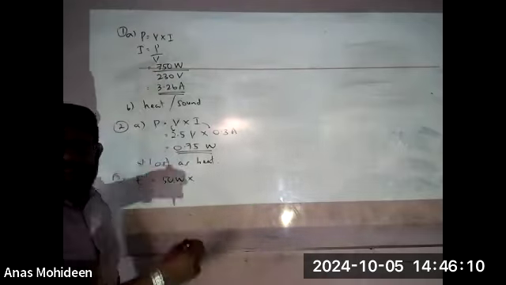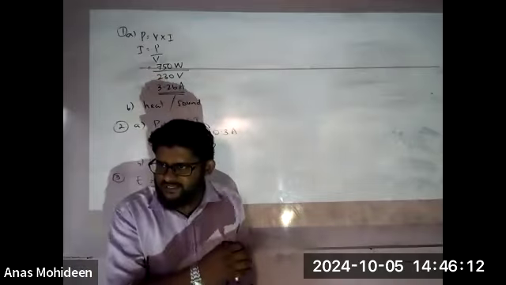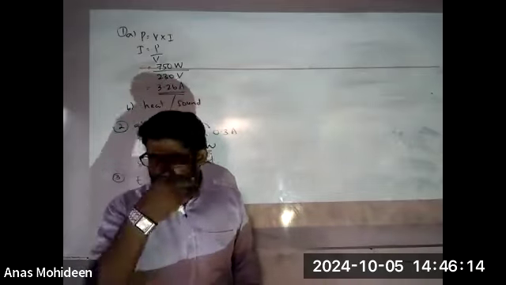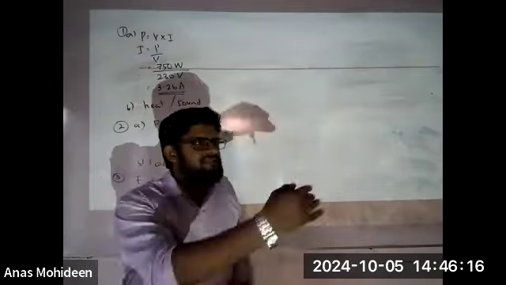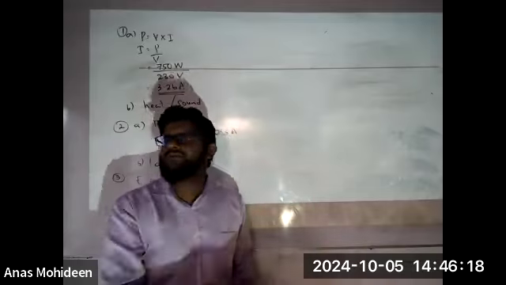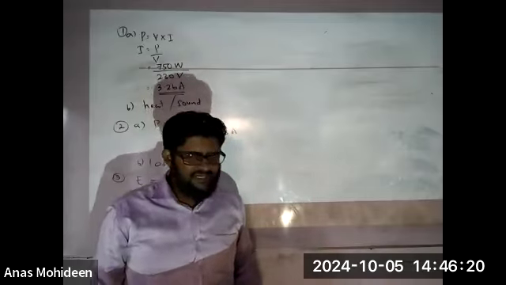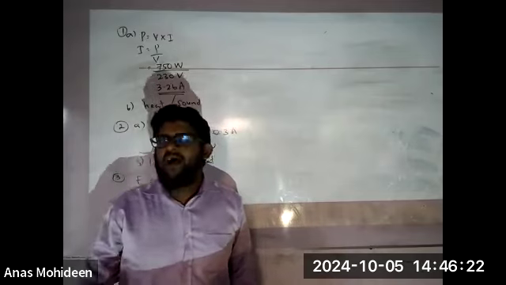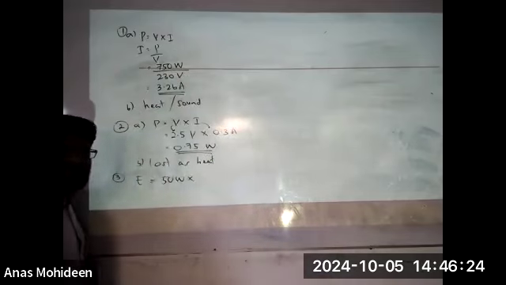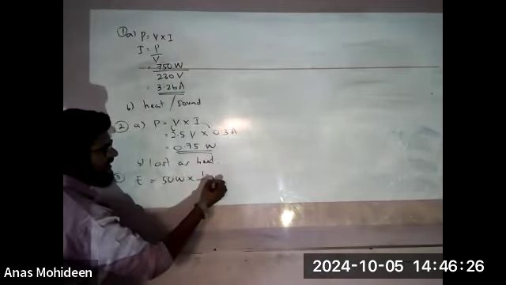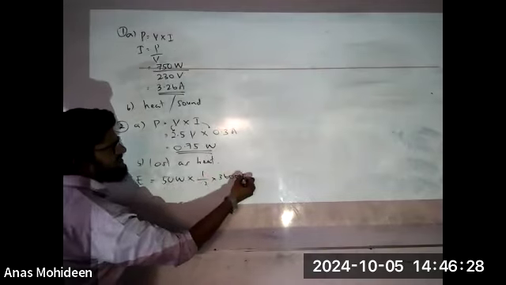Why? 1 hour contains 3600 seconds. 1 minute is 60 seconds, and 60 minutes are there. 60 into 60 is 3600. So 1 hour contains 3600 seconds. Half an hour means half of 3600, correct? So I'm writing half of 3600 seconds.